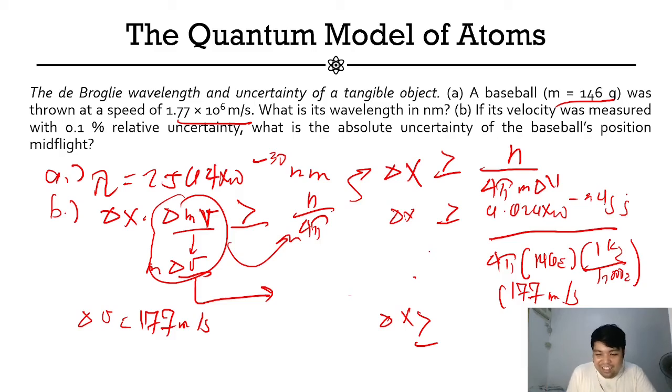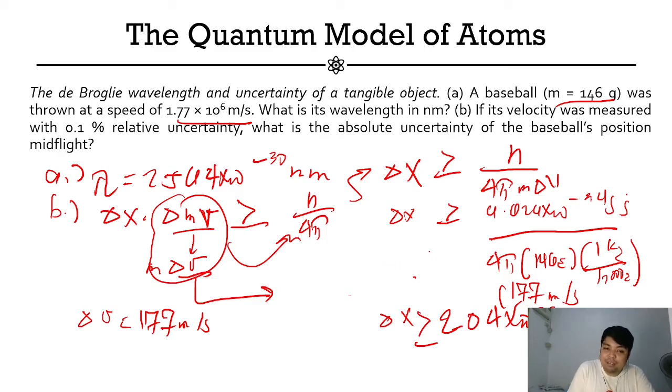This one, guys, I did not solve beforehand, but I'm pretty confident with my answer, hopefully. If there are corrections, please feel free to comment. Which is equal to 2.04 times 10 to the negative 36 meters.